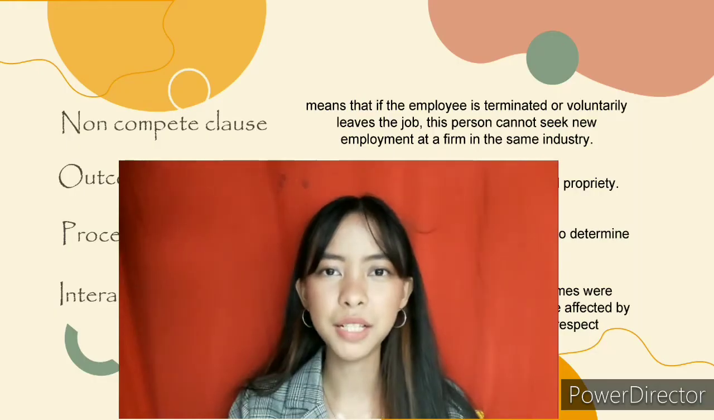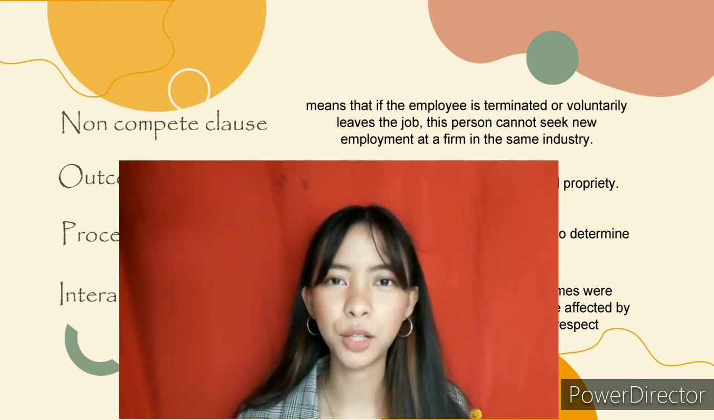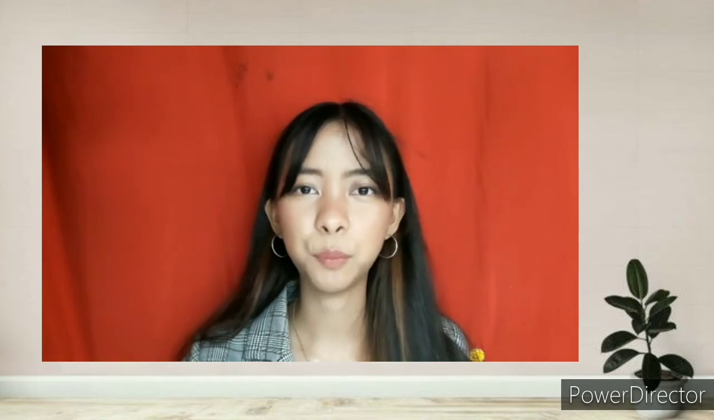Next topic is principles of justice. Under this topic is the non-compete clause. It means if an employee is terminated or voluntarily leaves their job, this person cannot seek employment at a firm in the same industry. Non-compete agreements are enforced when a relationship between the employer and employee ends, and an employer wishes to prevent the employee from competing against them in their next position, whether working for a competitor in the same industry or starting up another business in the same field.